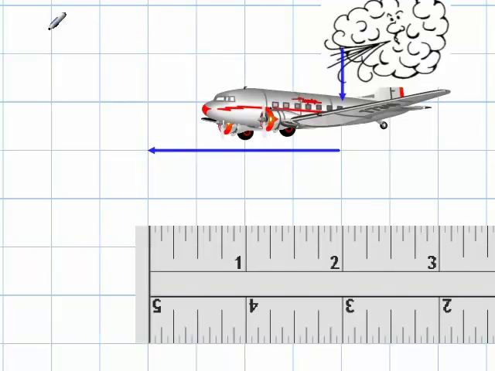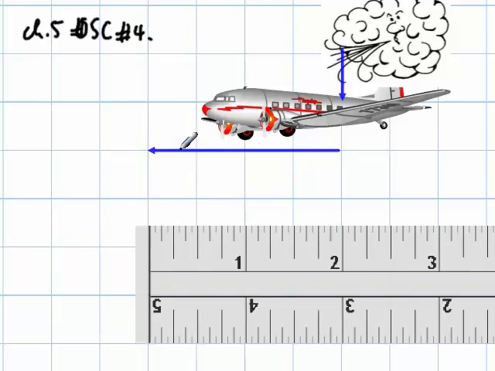Chapter 5, problem, or OSC, one-step calculation number 4. It says, calculate the resultant velocity of an airplane that normally flies at 200 kilometers per hour if it encounters a 50 kilometer per hour wind from the side at a right angle to the airplane.